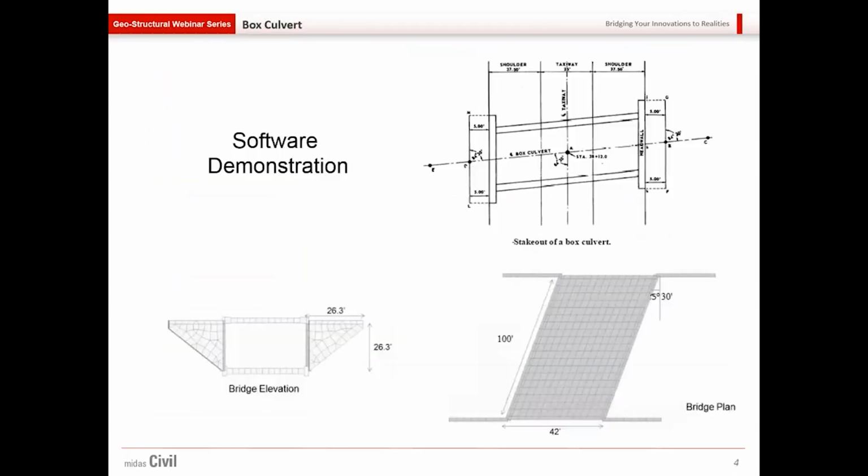For the demonstration, on the top right, you can see the box culvert which I'm going to model. In elevation, you can see this is the view. 26.3 feet is the width and depth of the wing wall. Span of the box culvert is 42 feet. Transverse length is 100 feet and skew is 5 degrees 30 minutes. I'll move to the software now to show the demonstration.